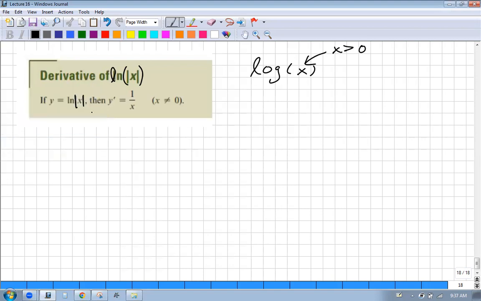Then they say, well, the derivative of natural log is 1 over x, right? Of course, x can't be 0, so that absolute value isn't really affecting anything. It's just allowing you to plug numbers in, but it's giving you the positive version.